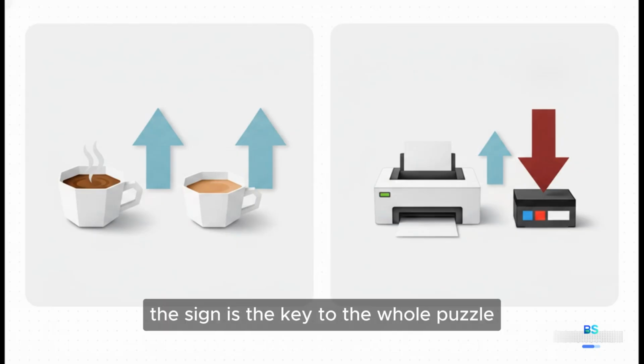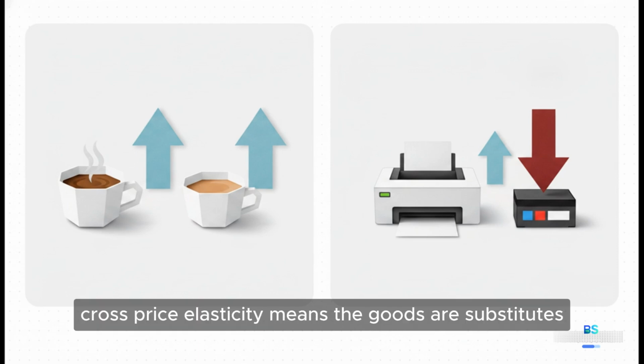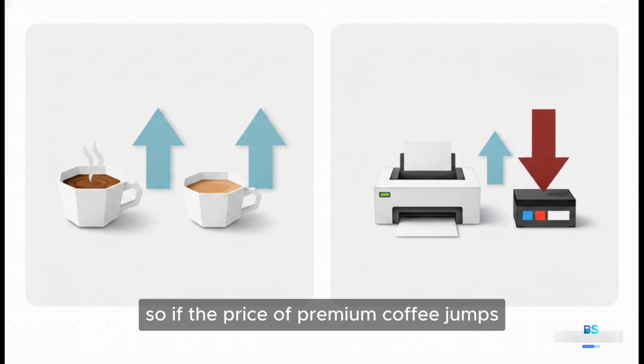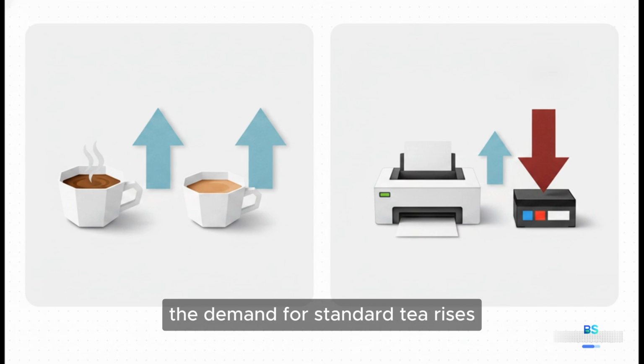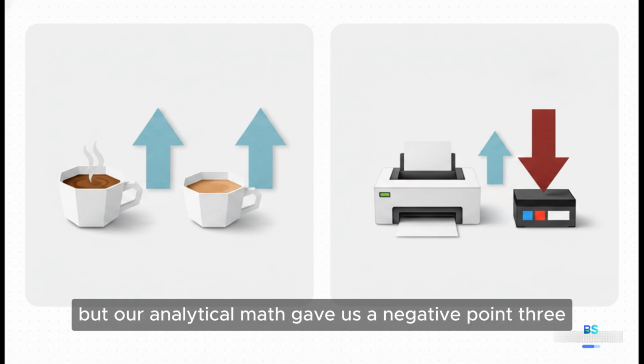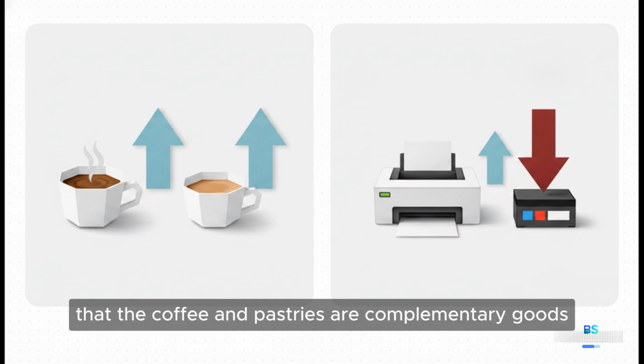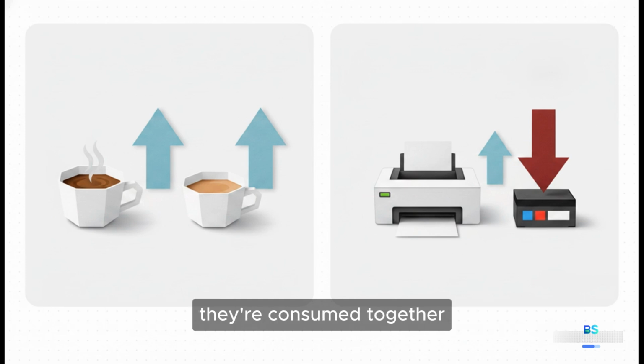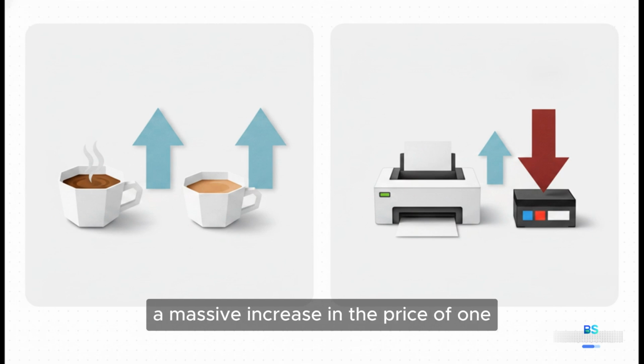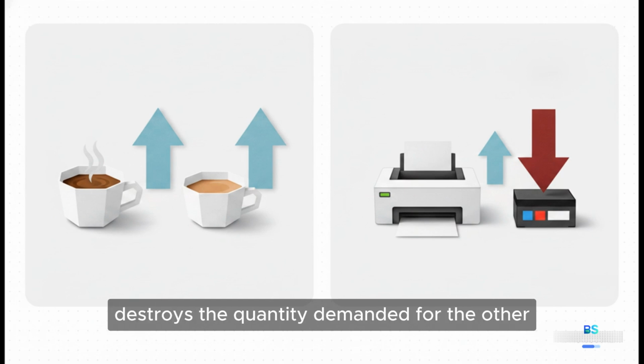Just like before, the sign is the key to the whole puzzle. A positive cross-price elasticity means the goods are substitutes, so if the price of premium coffee jumps, the demand for standard tea rises. But our analytical math gave us a negative 0.3. This proves definitively that the coffee and pastries are complementary goods. They're consumed together. A massive increase in the price of one destroys the quantity demanded for the other.